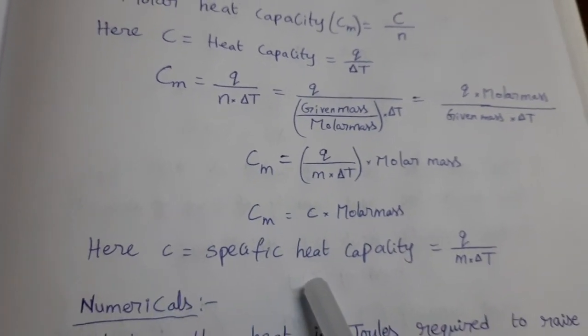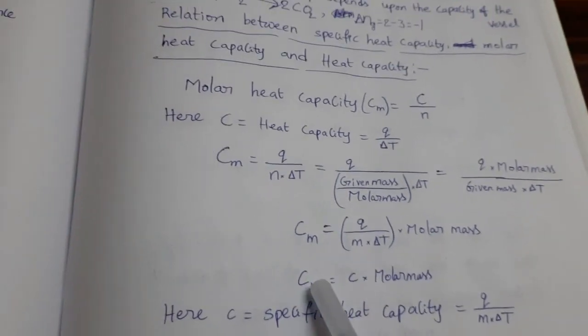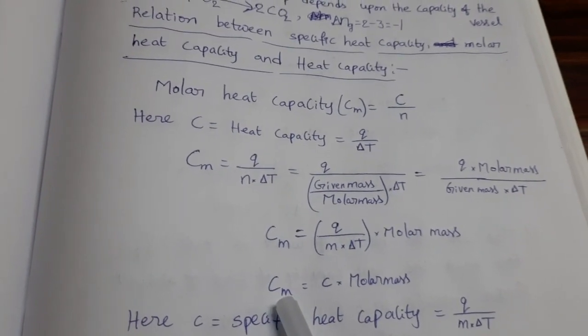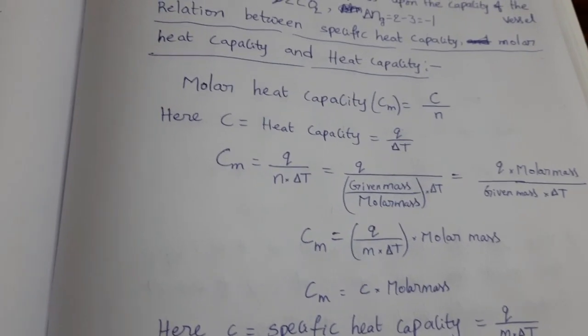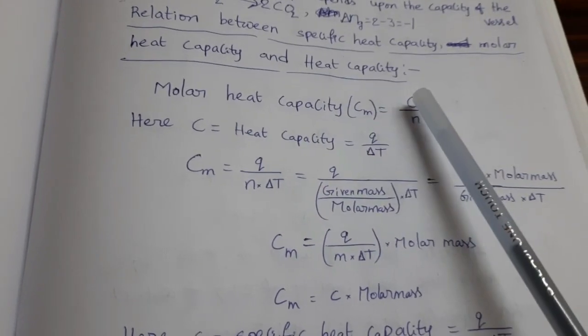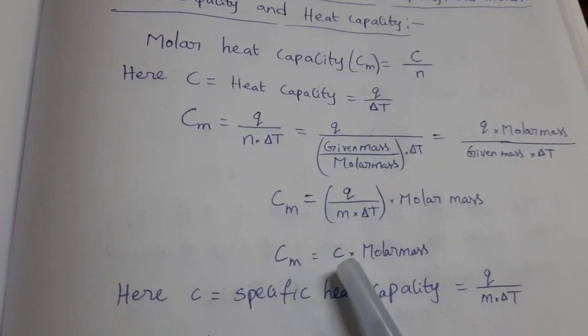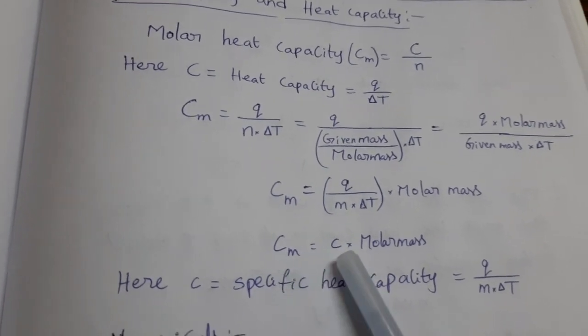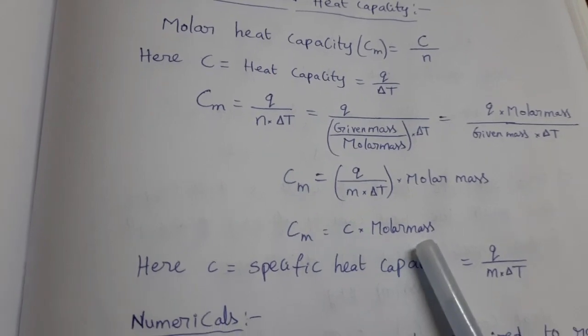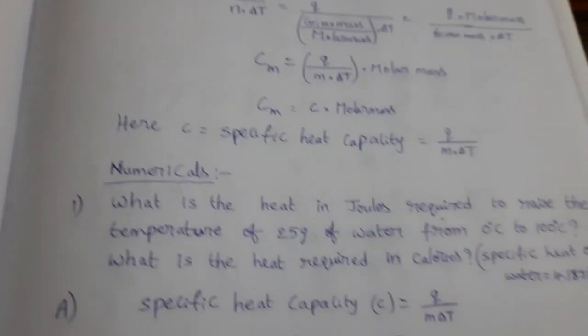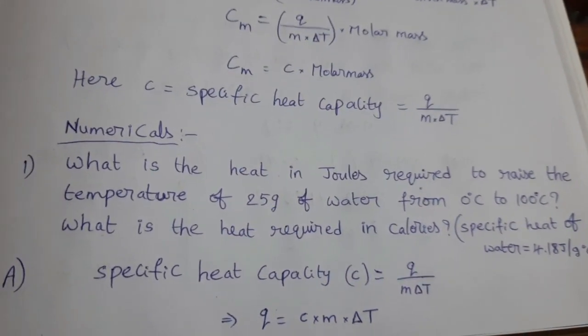So the relation between molar heat capacity and heat capacity is Cm equal to C divided by n. Relation between molar heat capacity and specific heat: Cm equal to specific heat into molar mass. Okay. Now see the related numericals.